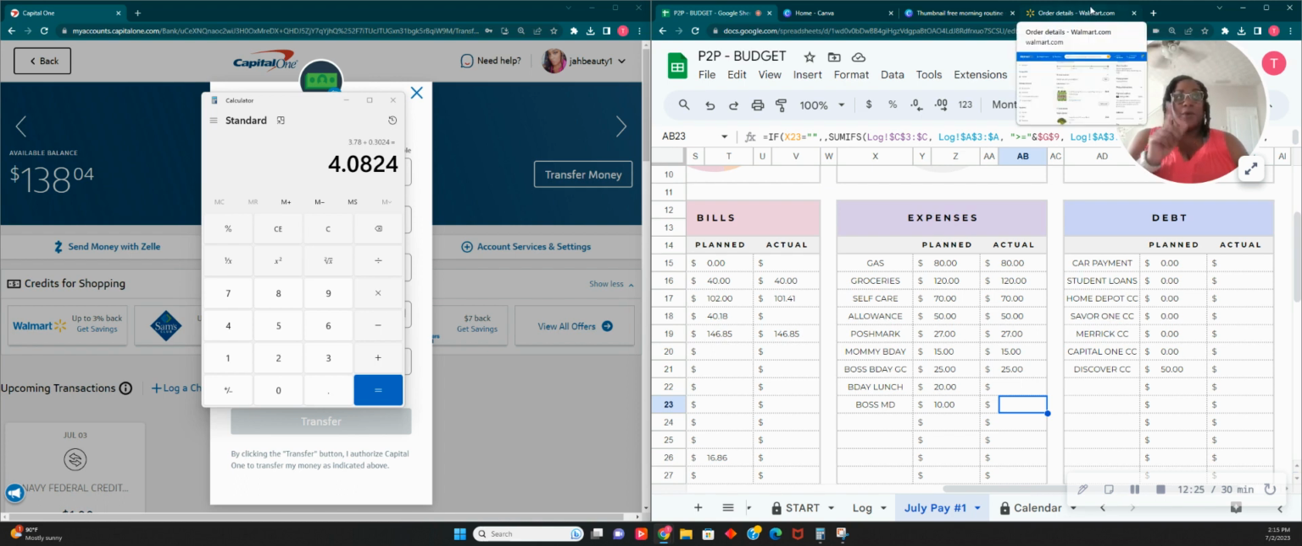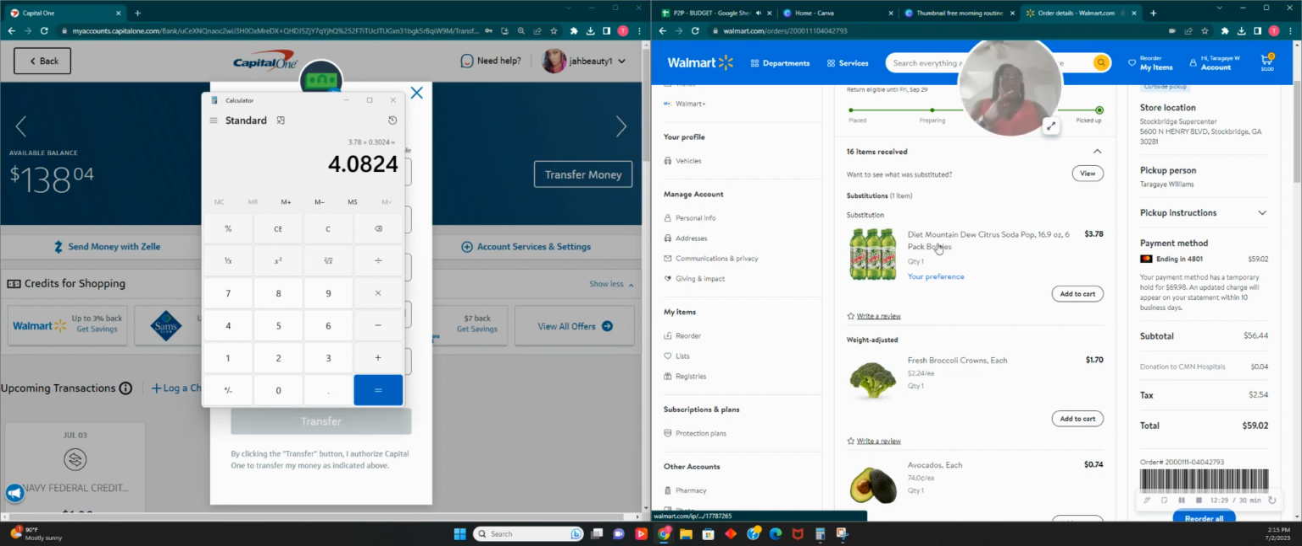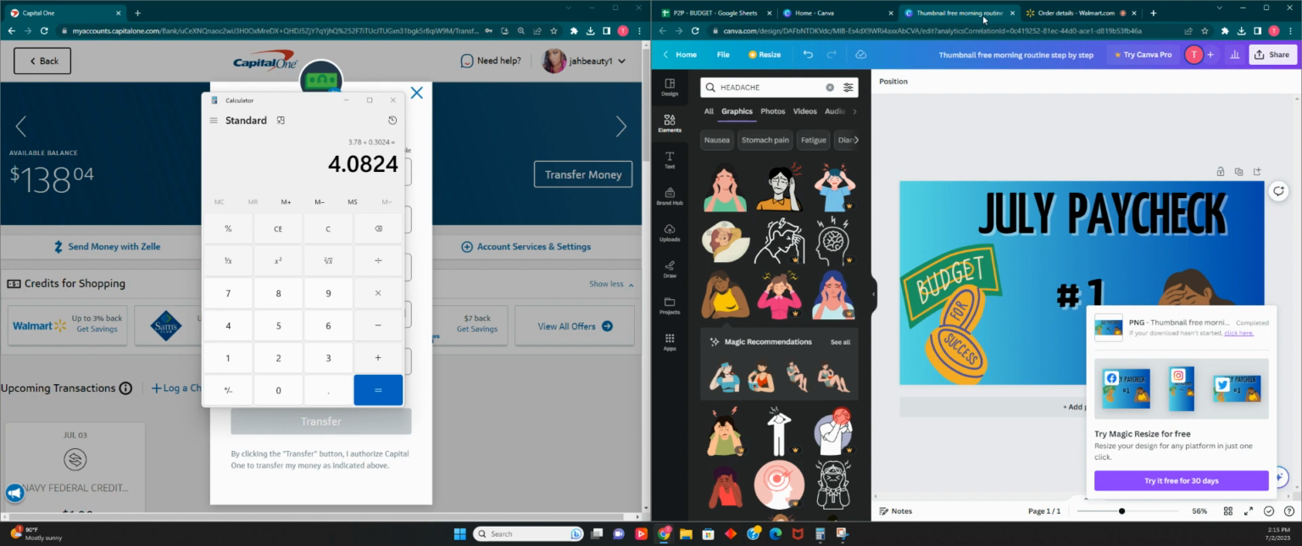I had to go over to my order details in Walmart, and I don't know if y'all can see that, but you can see it. This was the Mountain Dew that I bought for her birthday because she loves Diet Mountain Dew. I tried to find the zero, but it was out of stock. So it was $3.78. Okay, good. I'm trying to make sure there was nothing on here where y'all could tell it was me, but that's okay. It was $3.78.